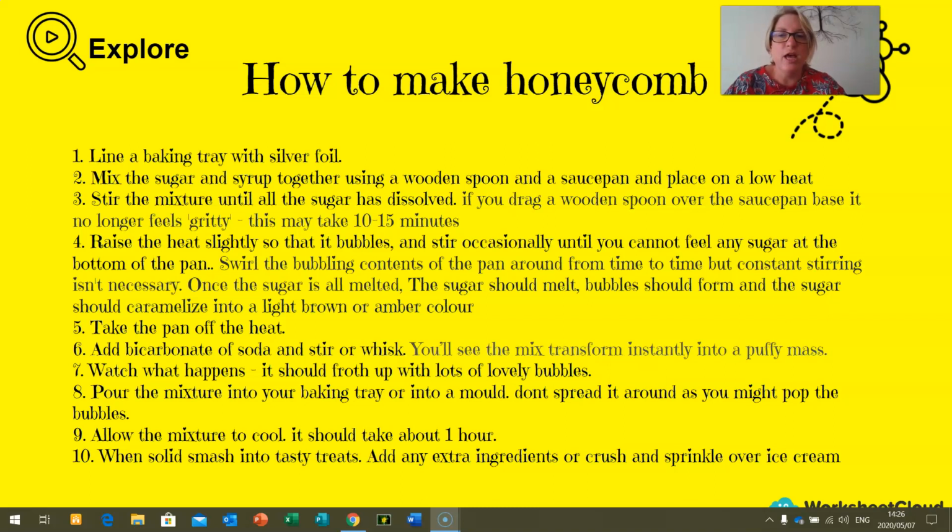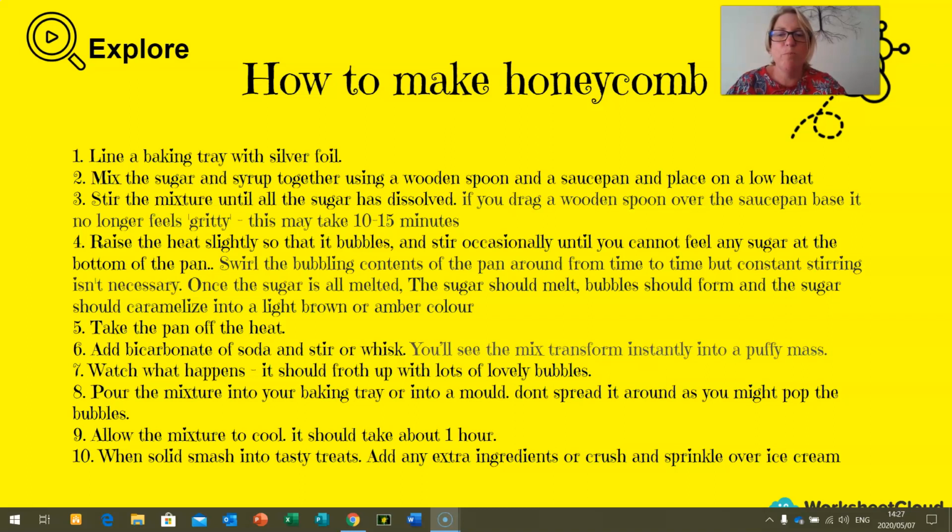Then I want you to add your bicarbonate of soda and stir and whisk. And you will see that as you add this bicarbonate of soda, you're going to get an amazing chemical reaction happening. And your mixture is going to just transform itself into a puffy mass. Watch what happens. It's just lovely to see it froth with all these lovely bubbles.